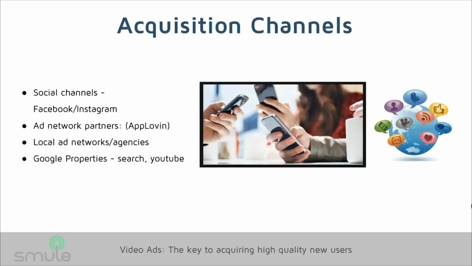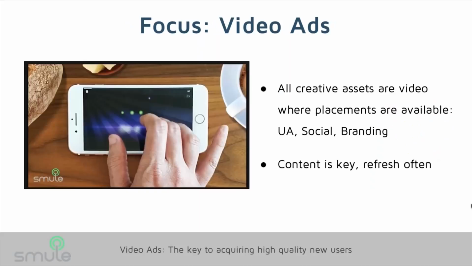Some background on acquisition channels that we use at Smeal. Like most UA managers and teams, we do advertise on social networks like Facebook and Instagram, and also ad partners like Applovin, ad networks, DSPs, but we also work with local ad networks and agencies in the regions that we buy from, especially ones that might not be available to the bigger players out there. And also the Google properties like search and YouTube, which is very effective with creatives like video.